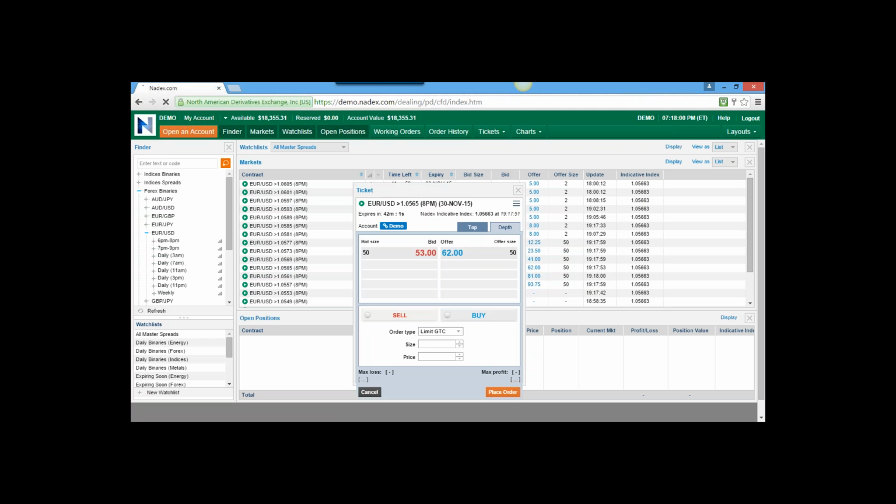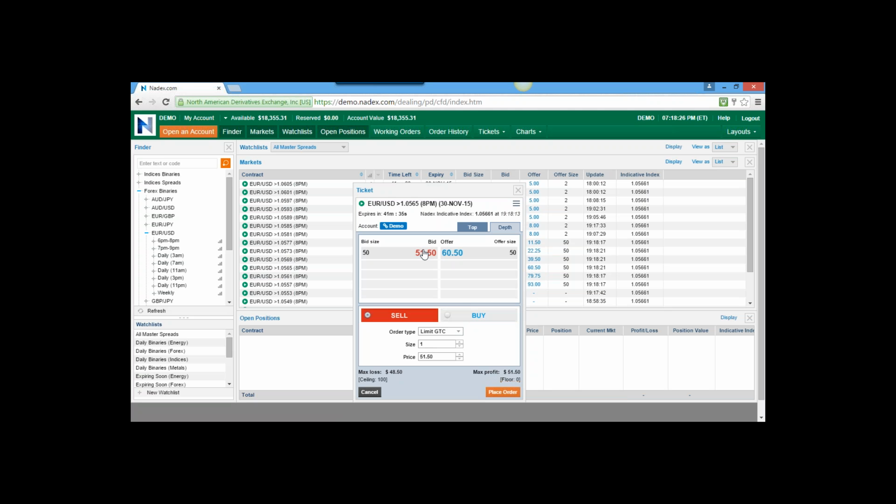So if I select this binary contract and say yes, I want to buy 1, it automatically fills out the bottom here. See that? My max loss is $61. My max profit, $39. And I know ahead of time exactly what my max risk and my max reward is before I ever place the order.